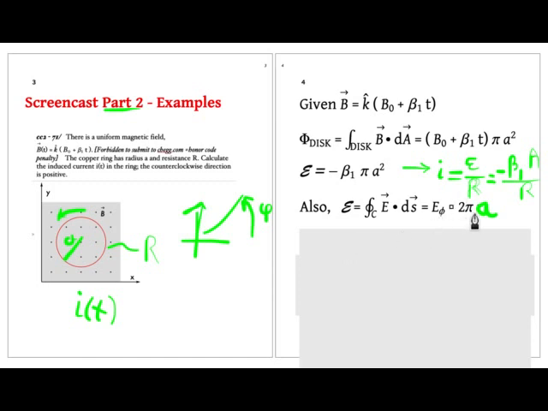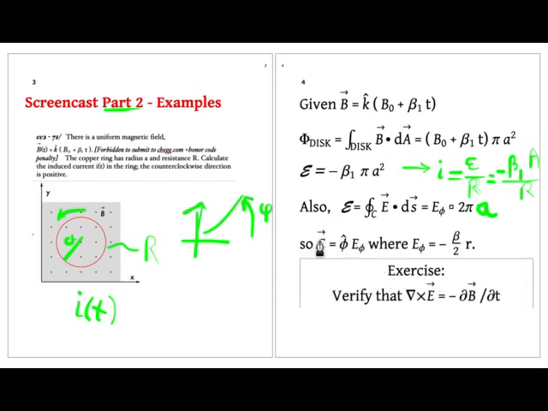So E phi times 2 pi a is minus beta 1 pi a squared. And I can solve for E phi at the radius a. E vector is phi hat E phi. E phi is minus beta 1, divided by, well, pi divided by 2 pi will be 1/2. And then I have a squared divided by a. R here would be equal to a.